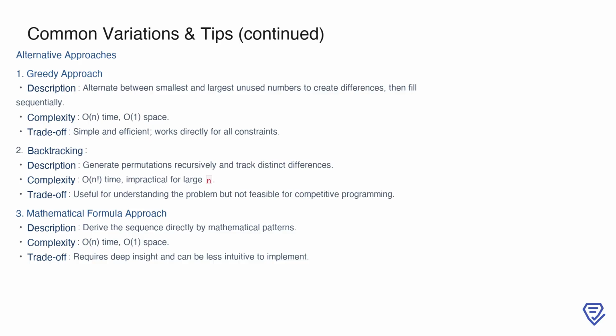Another approach involves backtracking, where you recursively generate permutations and track distinct differences. While this method can provide insight into the problem, it has a factorial time complexity, O(n!), which makes it impractical for larger inputs. Finally, there's the mathematical formula approach, where you directly derive the sequence based on patterns. This method also runs in O(n) time with O(1) space, but it requires a deep understanding of the problem and can be less intuitive to implement compared to the greedy strategy. Each approach has its own use case, but for most scenarios, the greedy method strikes the best balance between clarity and efficiency.